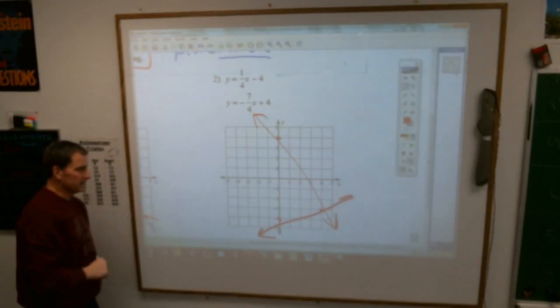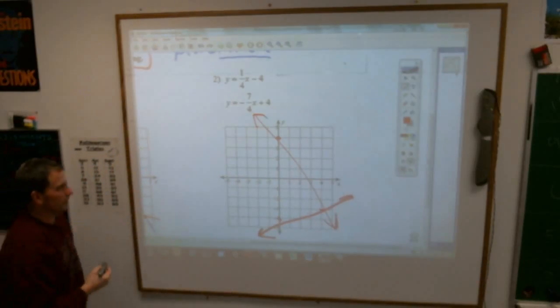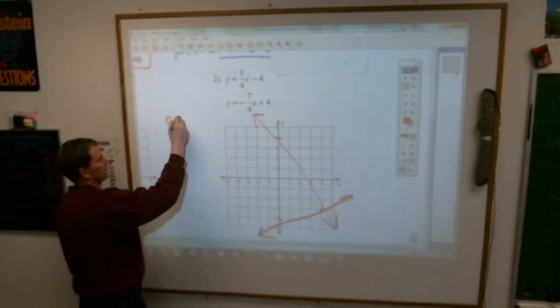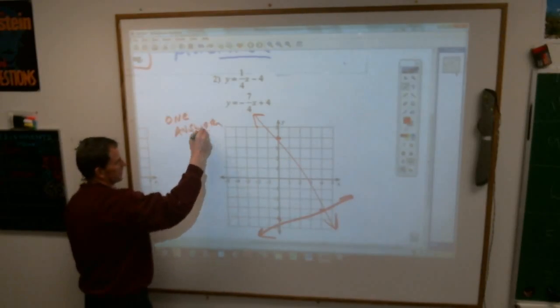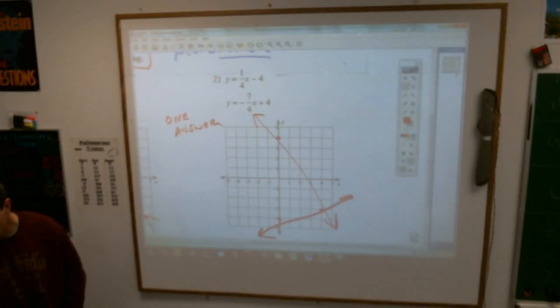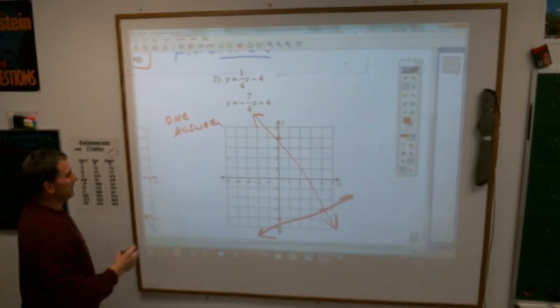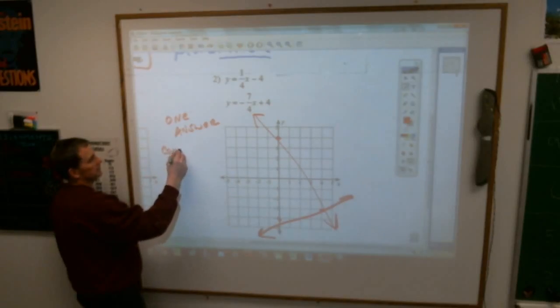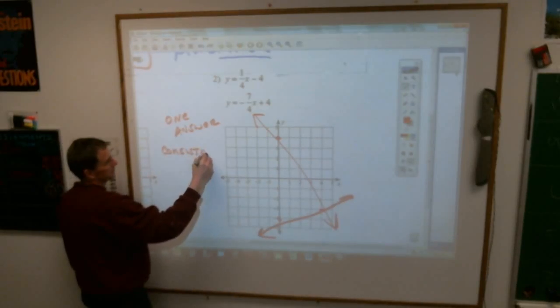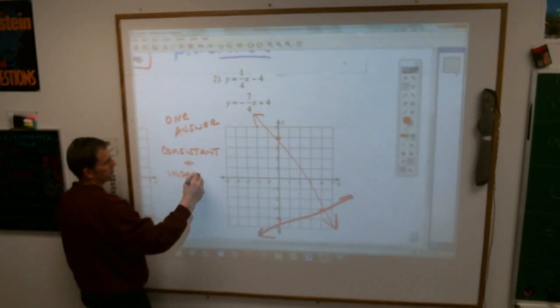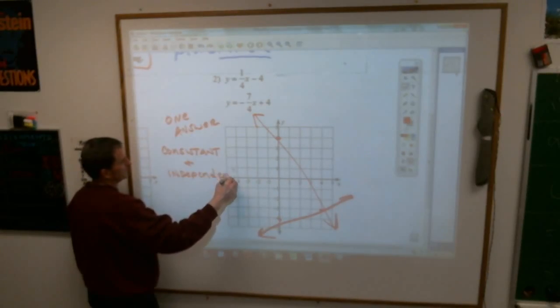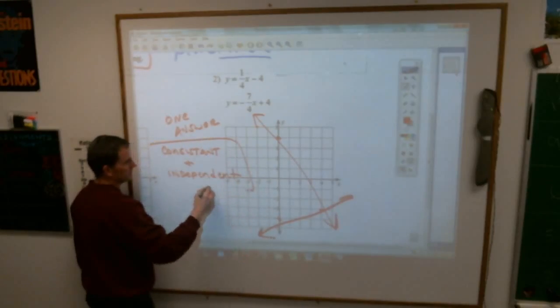Write that down. When you get one answer, what it means, who really knows? If you have one answer, math people call this consistent and independent. Consistent and independent. Just write that down. No more need be said than that.